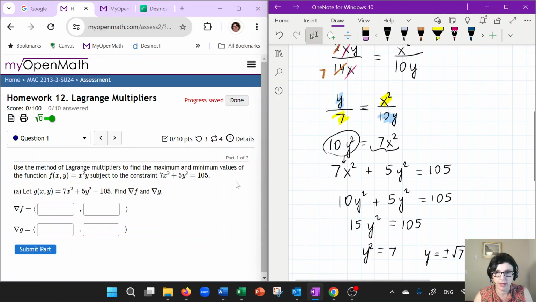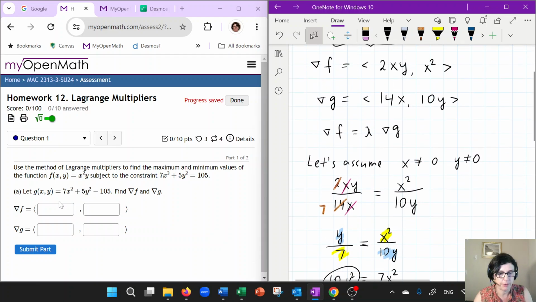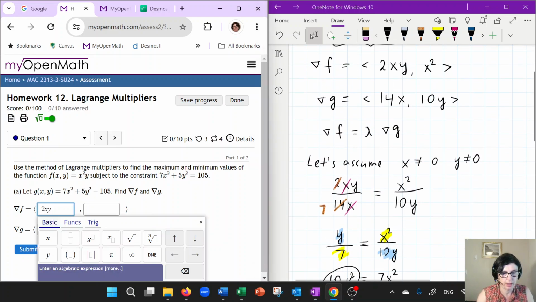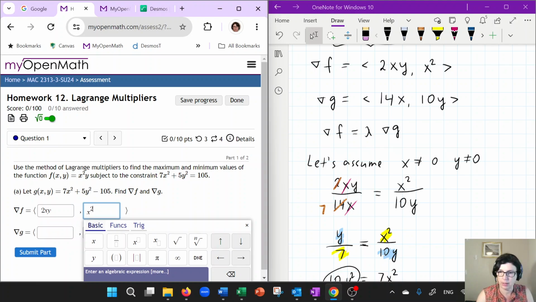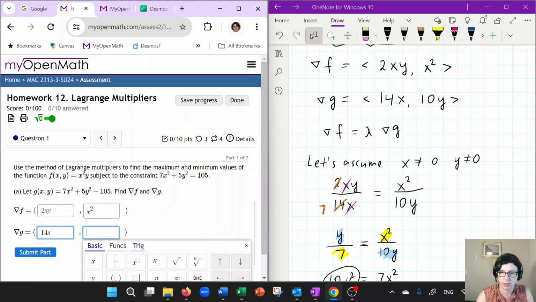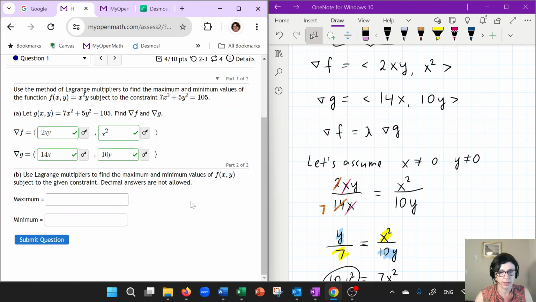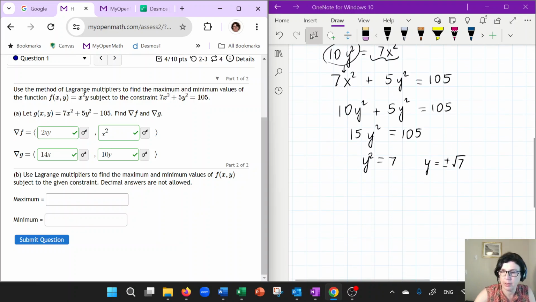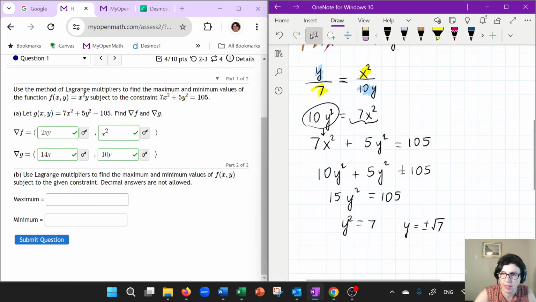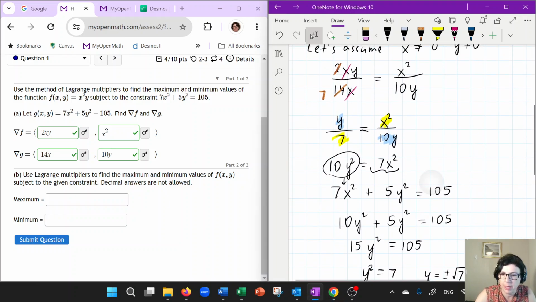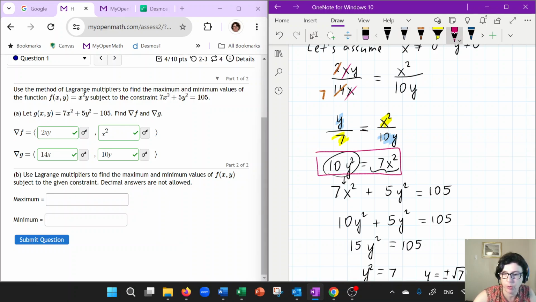Okay, so let's see if I can fill out the stuff that I already have. So this is 2xy. Here we got x squared, sorry, and here I have 14x, here I have 10y. Okay, so let's do that. All right, and so we got the y. Now, in terms of x, we have the connection between them, and the connection is right here. This is what we found when we would cross multiply.